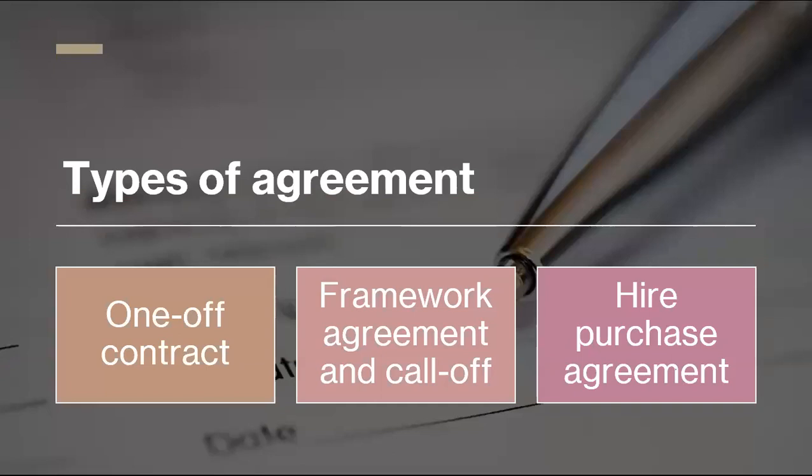A very important part of chapter 1 is the types of agreement that can be used in procurement and supply. In the study guide, they list more than three, but here I only take three types of agreement that are very common and can be asked during the exam. We have one-off contract, framework agreement, and also long-term or call-off agreement. And finally, we have hire purchase.